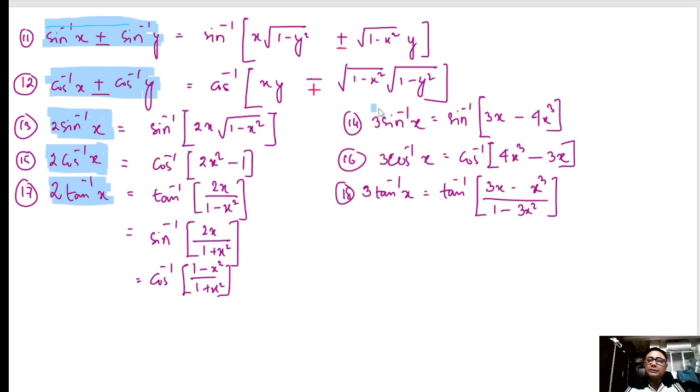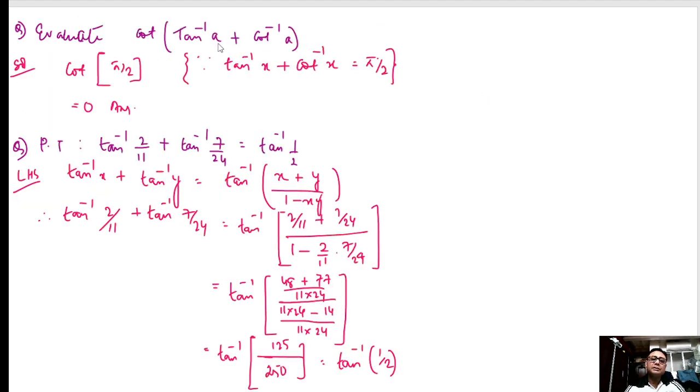Similarly, 3 sine inverse x, 3 cos inverse x and 3 tan inverse x. So friends, you have to note these formulas very carefully and memorize them if possible. Write them many times, then only you will be able to understand what we are discussing. Otherwise it will be difficult for you to solve the sums. Next, let us see the applications of this.